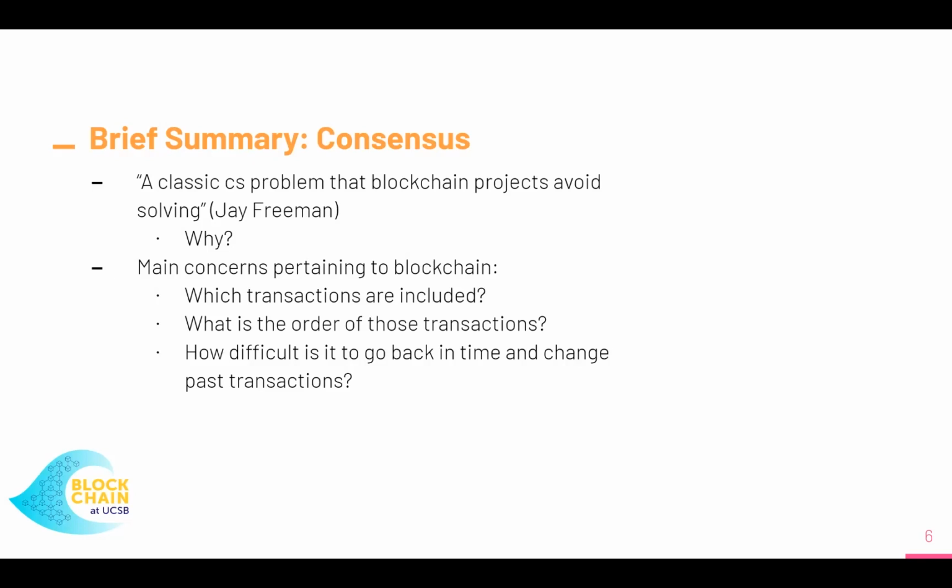And pertaining to blockchain, some of the key things that consensus researchers are concerned about are which transactions are included. So what data do we include in the blockchain at all? What is the order of the transactions? And how difficult is it to go back in time and change past transactions?